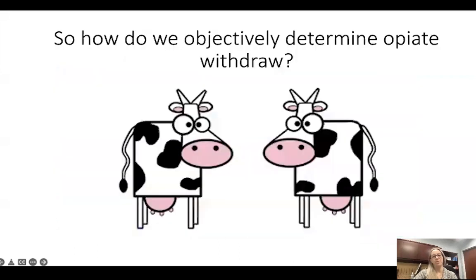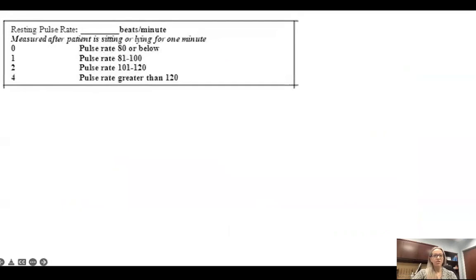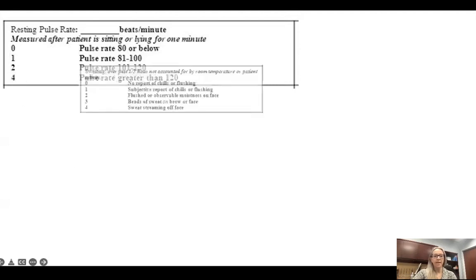So how do we score this? This is the COWS score, which is the Clinical Opiate Withdrawal Scale. We're going to go over each section, so don't strain to read the screen. Let's go through each of these sections. First, resting pulse rate. A 0 is if they're not tachycardic at all. If they're getting up towards tachycardia, they're a 1. And if they're greater than 120, they're a 4.